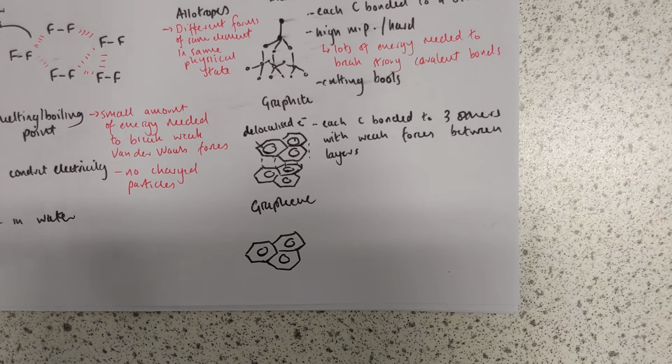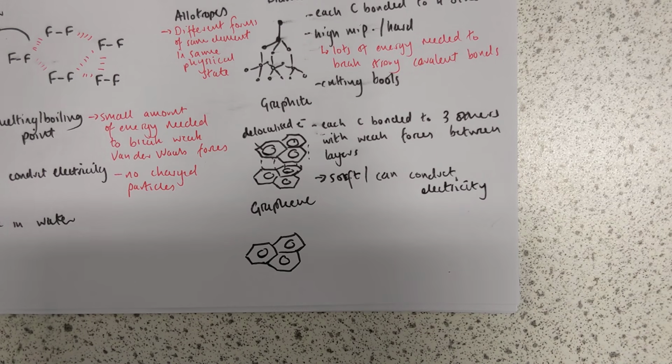So graphite's properties, one property is it's got a high melting point because again it's got lots of strong covalent bonds taking a lot of energy to break. It also is very soft because the layers are able to slide over each other because there's only weak forces between layers. And another property is that because there are these delocalized electrons, it is able to conduct electricity.